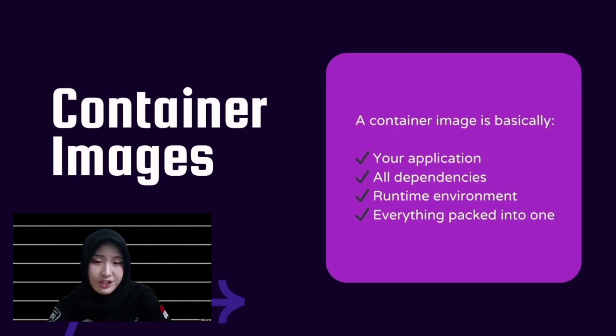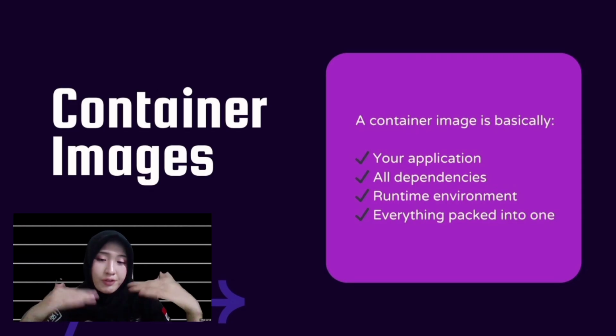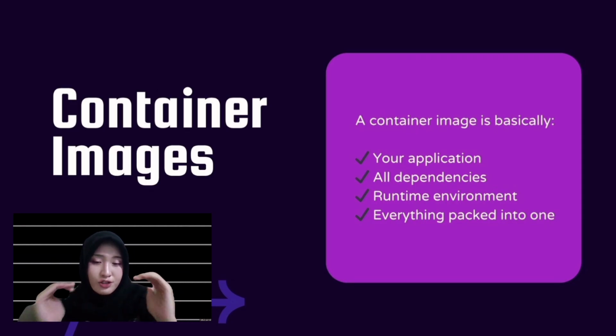Now let's level up. Because here's the truth: containers are nothing without images. Now we're entering chapter 3, and this is where things start to feel real. Before we run a container, where did those containers actually come from? The answer is container images. A container image is basically your application, all dependencies, runtime environment, and everything packed into one. So instead of installing things manually, you can just pull and run.